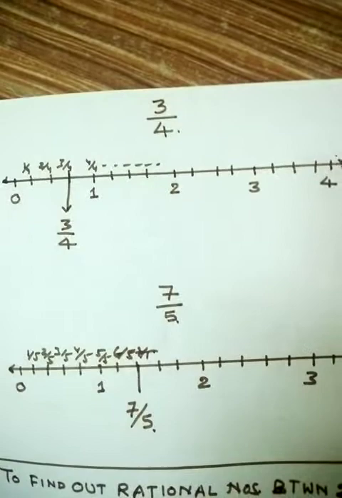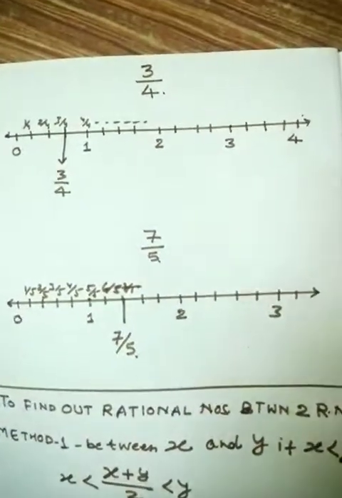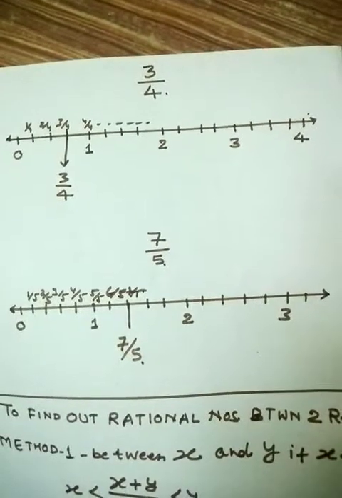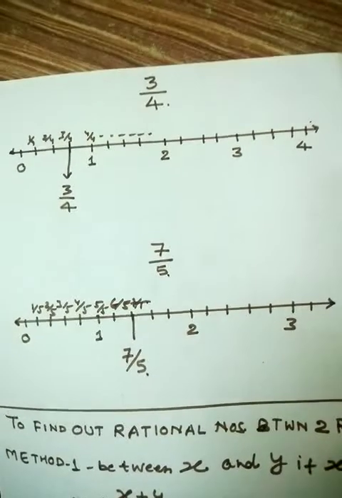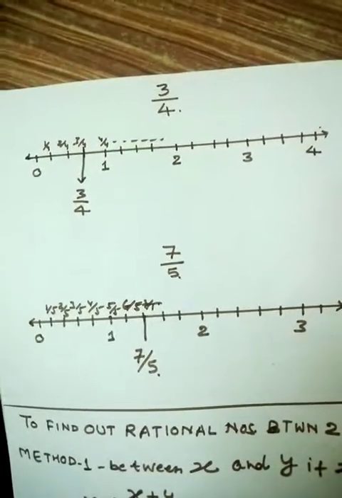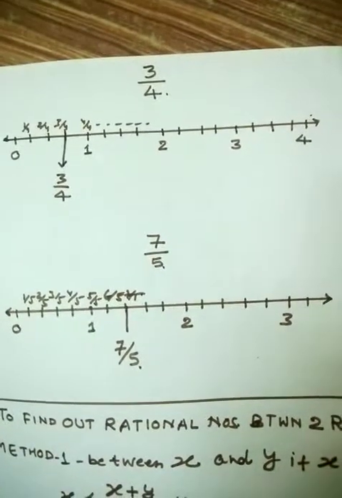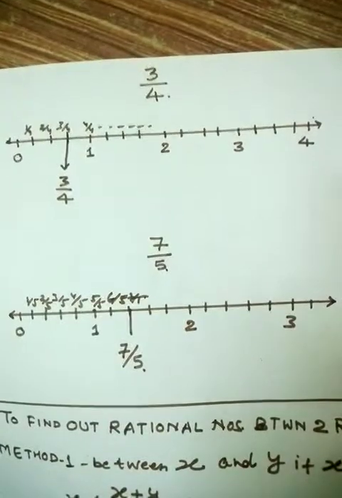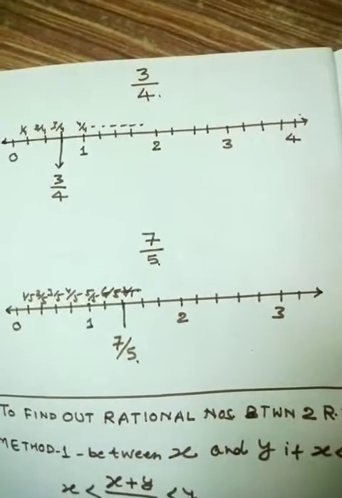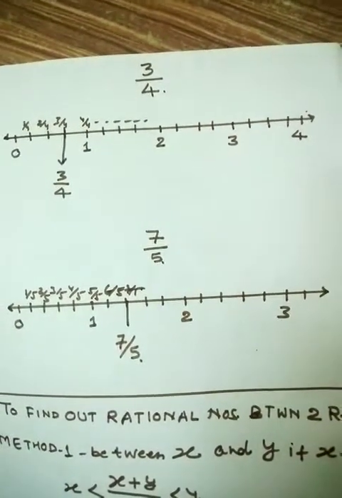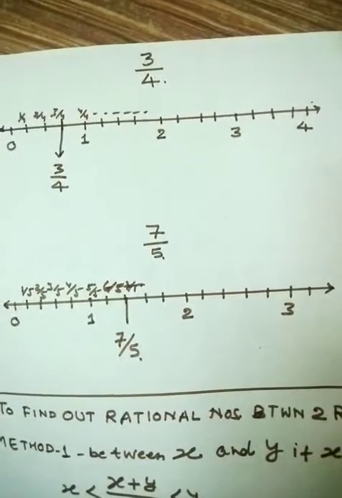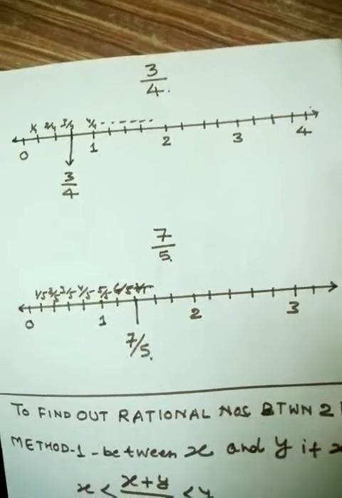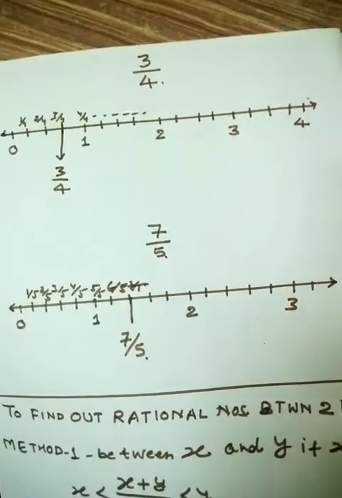Now the second one is an improper fraction. Improper fraction means the denominator is less than the numerator. So it will have a natural number and a proper fraction. If you convert this into a mixed numeral, it will be equal to 1 whole 2 by 5. Now 1 whole 2 by 5 means it will lie between 1 and 2.